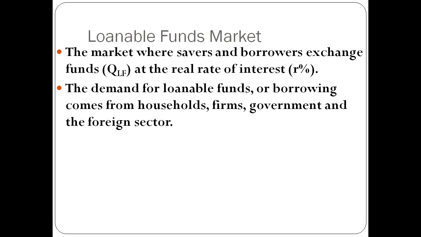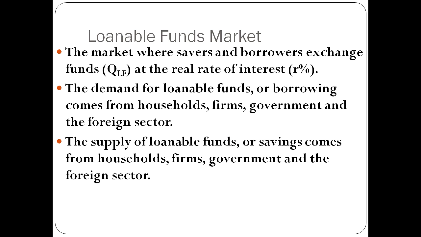The demand for loanable funds comes from borrowing. It's important to remember it comes from households, firms, government, and the foreign sector. These entities have spent more than their income. They need to borrow. Therefore, they are the demand for loanable funds. So borrowing affects the demand for loanable funds. People that need money, need a loan, are looking to borrow, are the demand for loanable funds.